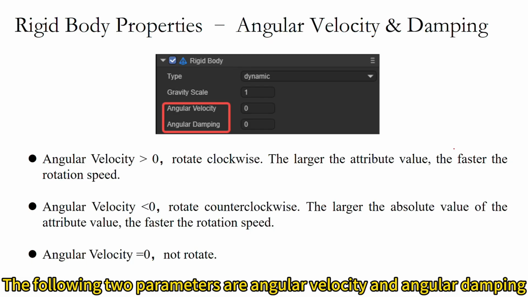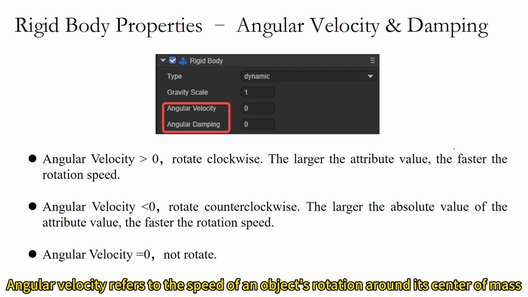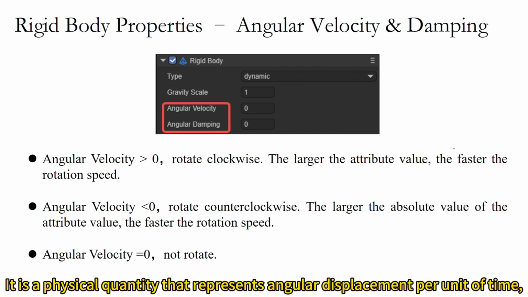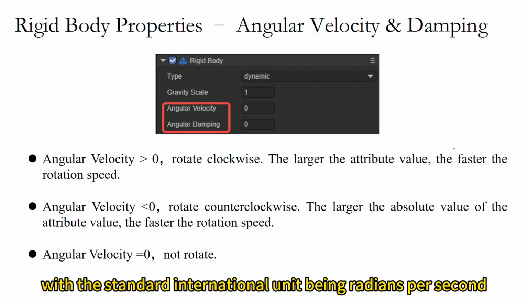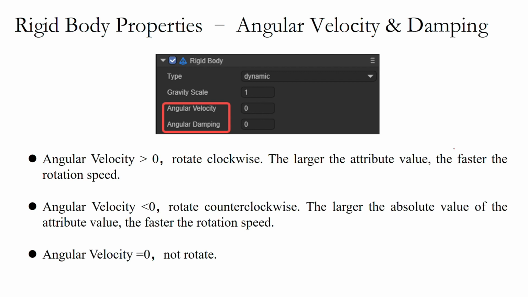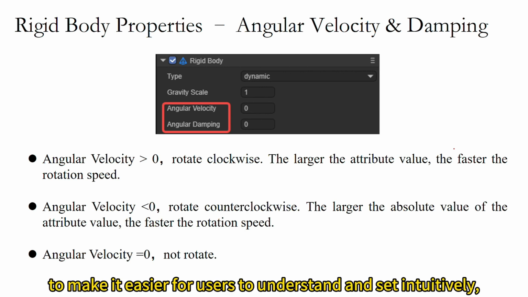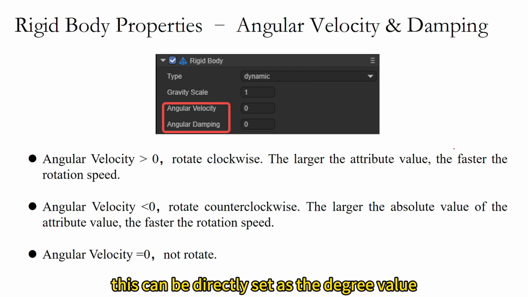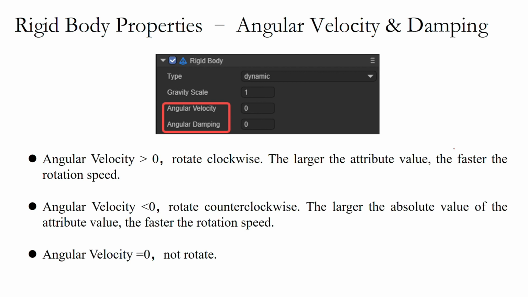The following 2 parameters are angular velocity and angular damping. Angular velocity refers to the speed of an object's rotation around its center of mass. It is a physical quantity that represents angular displacement per unit of time, with the standard international unit being radians per second. Starting from LayaAir 3.1, to make it easier for users to understand and set intuitively, this can be directly set as the degree value.